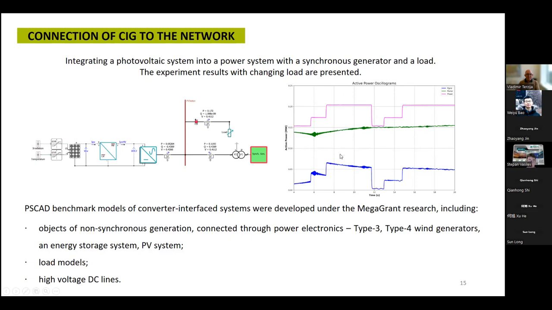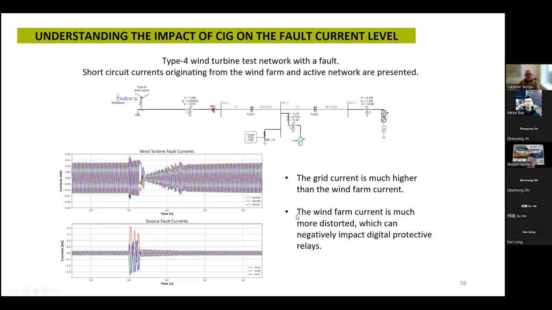The gained knowledge about the principles of converter interface system operation was applied for the mega grant research, the MPAC project. The list of the developed benchmark models is presented. The impact of converter interface generation on the fault current level was investigated. A three-phase fault at bus 2 was simulated.